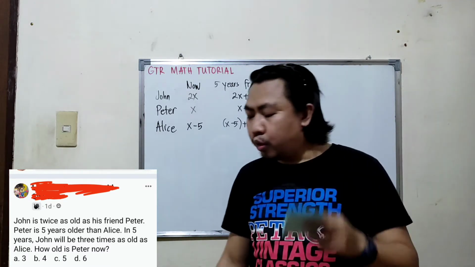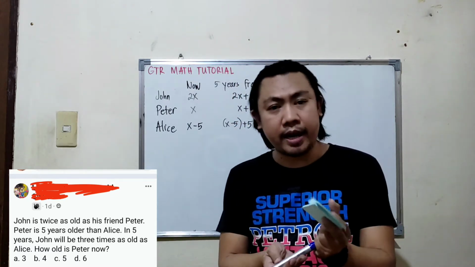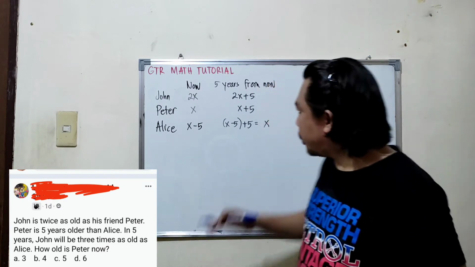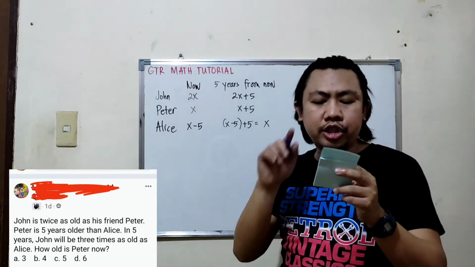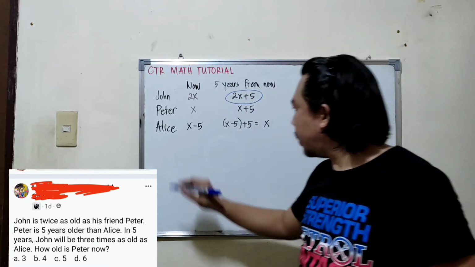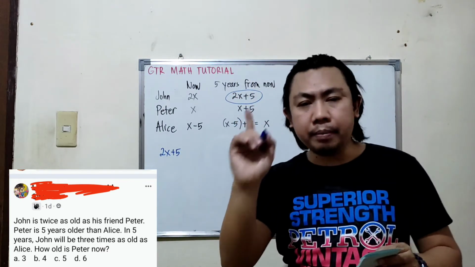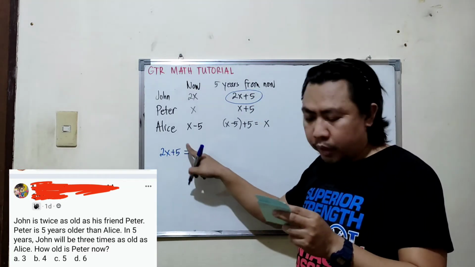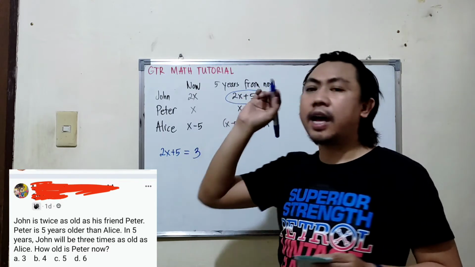So, now, let's build our equation. Again, we'll go word by word. Our last statement says, in 5 years, so in this column, John will be. So, this is John. John is 2x plus 5. The meaning of will be is the equal sign. Okay? So, John will be 3 times, and we multiply it by 3.